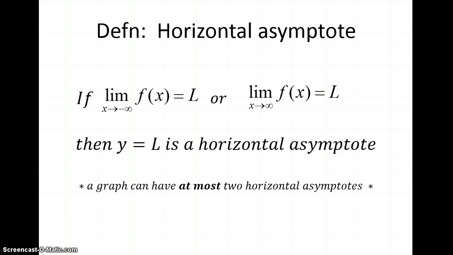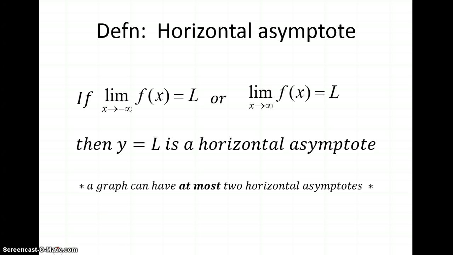Alright, definition of a horizontal asymptote. If the limit as x approaches negative infinity of a function exists, and it has a value we'll call L, or the limit as x approaches infinity of the function exists, and we'll call that L, then the line y equals L is a horizontal asymptote. And a graph can have, at most, 2 horizontal asymptotes.